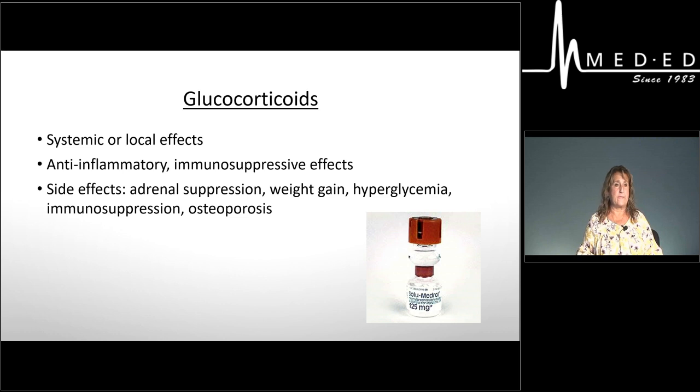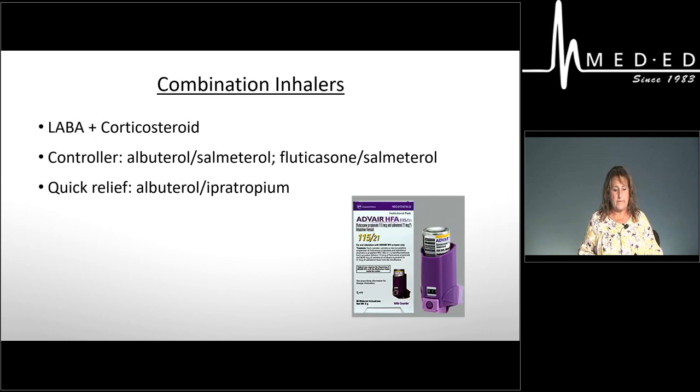And one other thing that long-term use of glucocorticoids causes is osteoporosis, so brittle bones, and they can have fragility fractures or things like that if they're on these medications for more than about a 3-month period of time. Combination inhalers can be used where you combine a long-acting bronchodilator and a steroid. You can have controller inhalers or quick relief or rescue inhalers in combination form as well.